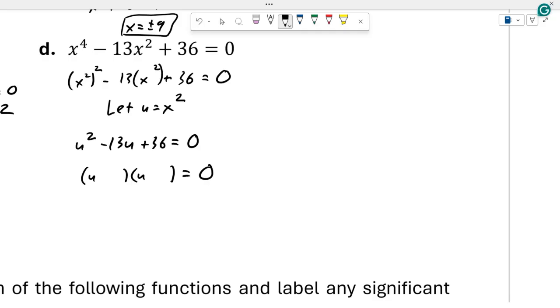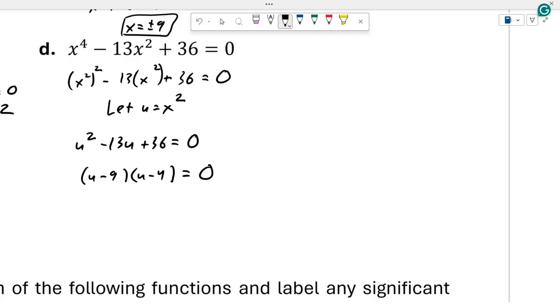If they multiply to a positive number, it means they're the same sign. And if they sum to a negative number, it means they're both negative. So we're looking for two negative numbers that multiply to give 36 and add together to give negative 13. Pause if you don't know what those numbers are. Those numbers are negative 9 and negative 4. Negative 9 times negative 4 is positive 36, and negative 9 plus negative 4 is negative 13.